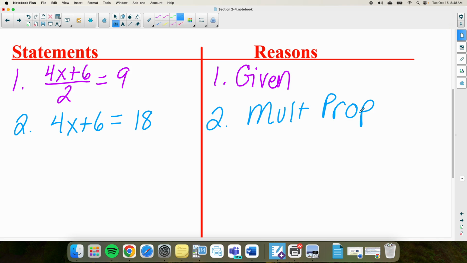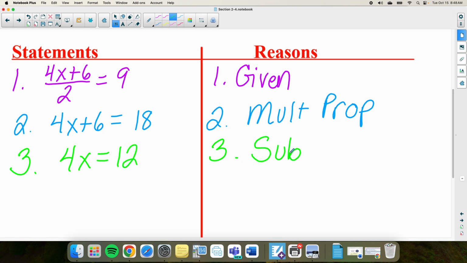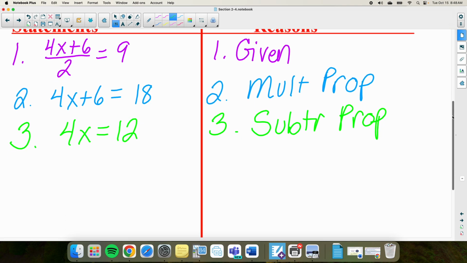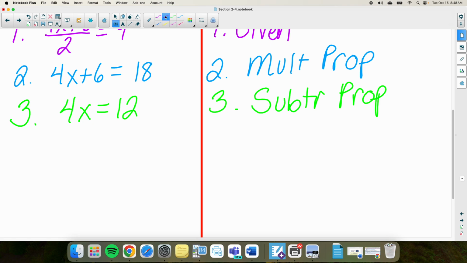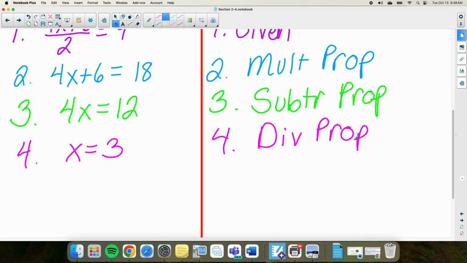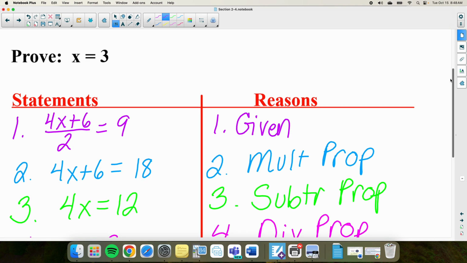Okay? Now it looks easier. What would you do next? You would subtract, right? So you'd get 4x equals 12, and subtraction is SUBTR prop. Don't just do SUB. Then what we're gonna do is just divide by 4, and we get x equals 3. And that is division prop. And then you can look back up and see, is that what we were supposed to get?